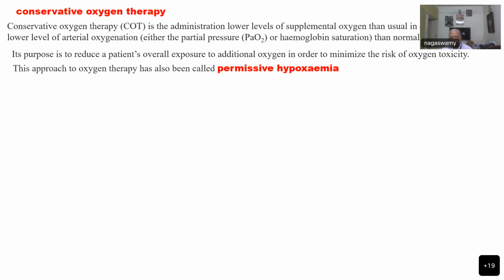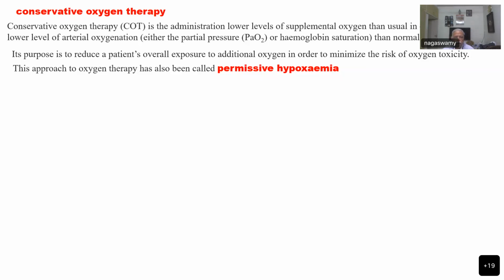All these days we were talking about permissive hypercapnia, especially in ARDS ventilation patients when they have increased CO2 levels. We don't try to hyperventilate and wash out that CO2, and allow that CO2 to remain up to say 60, 65 also. We never used to try to correct it. So that is called permissive hypercapnia.